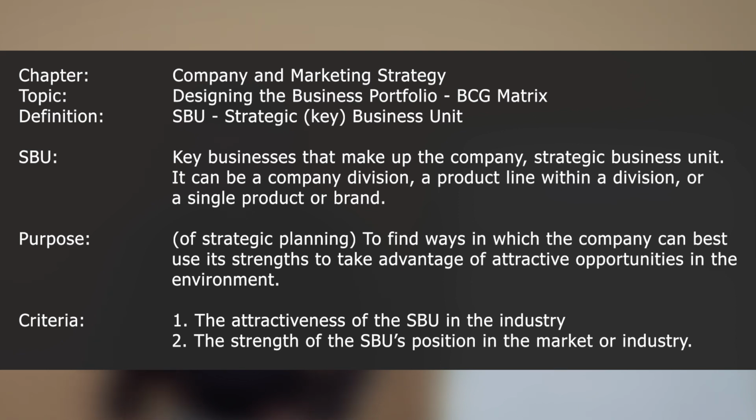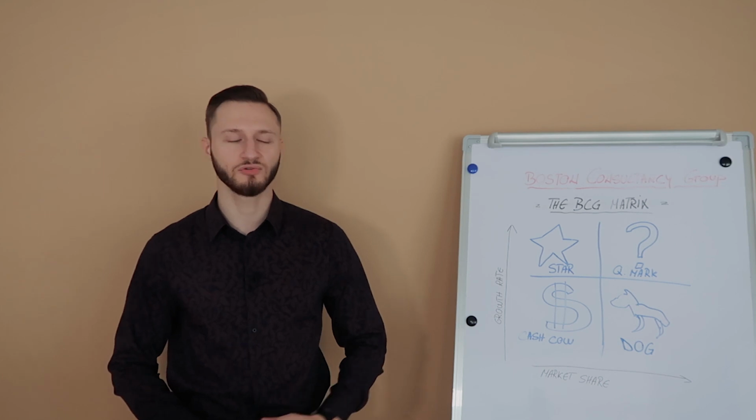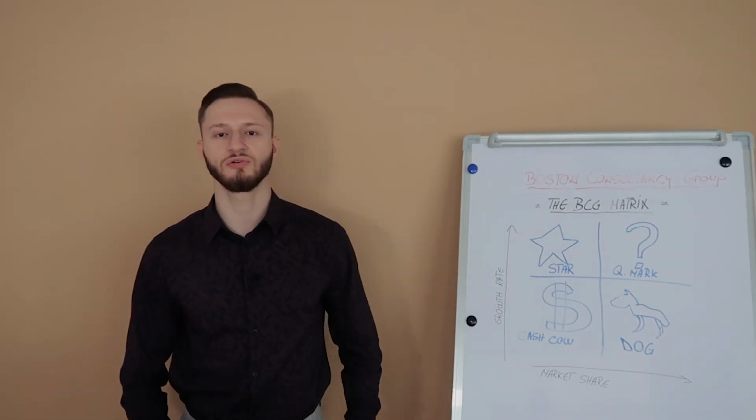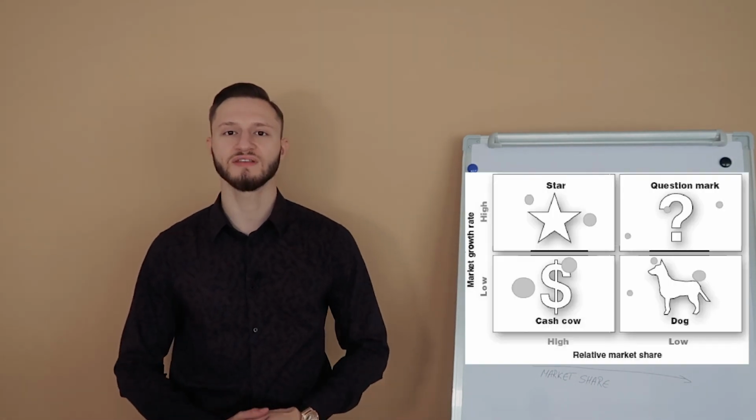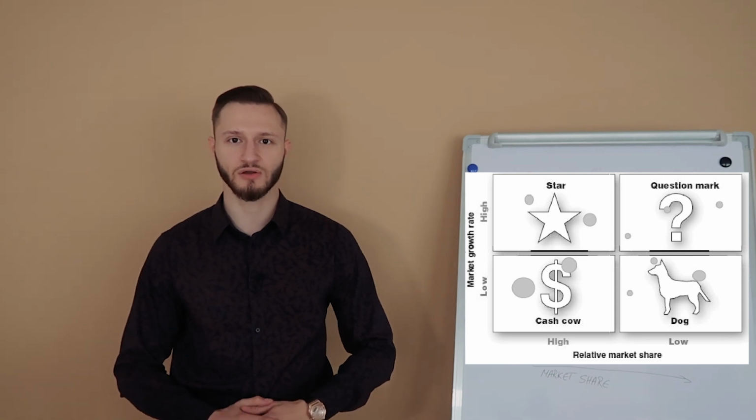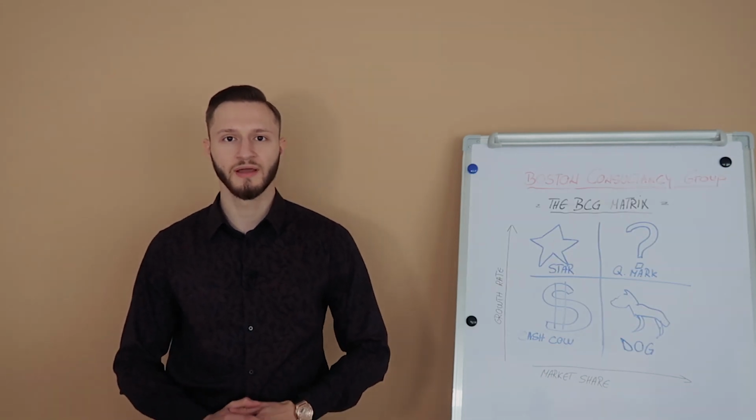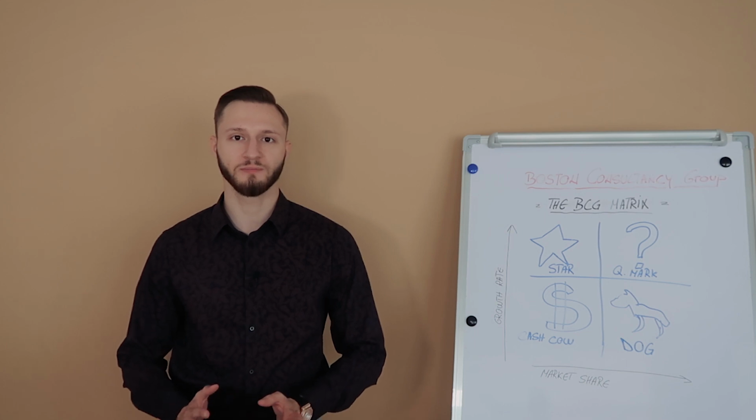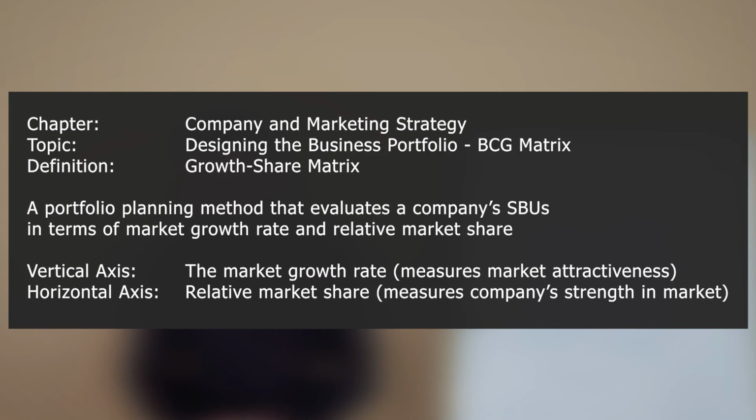Therefore, companies evaluate SBUs in 2 dimensions. The first dimension is the attractiveness of the SBU in the industry, and the second dimension is the strength of the SBU's position in the market or industry. This is how we get to the BCG Matrix, the Boston Consultancy Group Matrix, and it was developed as a way to assess all the SBUs of a company, and so far it's known as one of the best methods to do that.